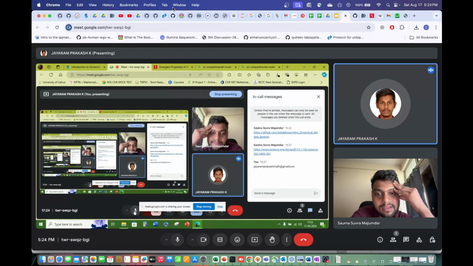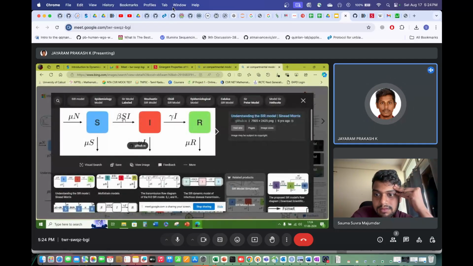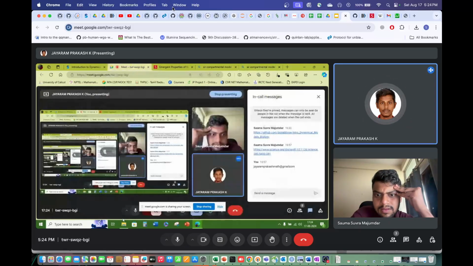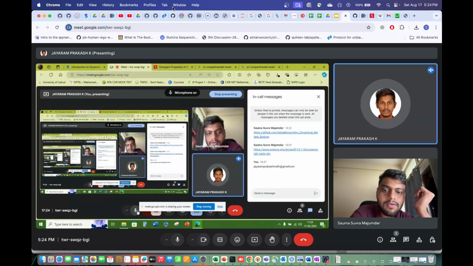Actually, we can make those compartments, but we have to include these type of equations there, right? I mean, some of these things, beta, Si, or something. So it is a little bit harder to include.